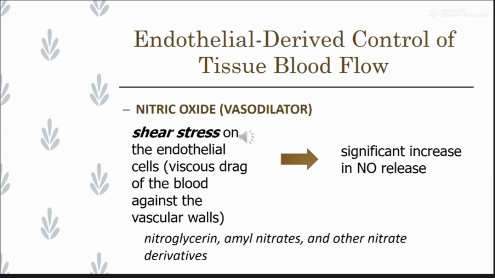So some clinicians, they use nitroglycerin, amyl nitrates, and other nitrate derivatives to treat patients who have angina pectoris. So angina pectoris, it's a severe chest pain caused by ischemia of the heart muscle. So meaning, your heart muscle is not receiving enough blood supply. So these drugs, when they are broken down chemically, they will release nitric oxide. And thus, they will evoke dilation of the blood vessels throughout the body, including your coronary vessels. So you will have more blood supply to the ischemic part. So that's to treat your angina pectoris. Okay?